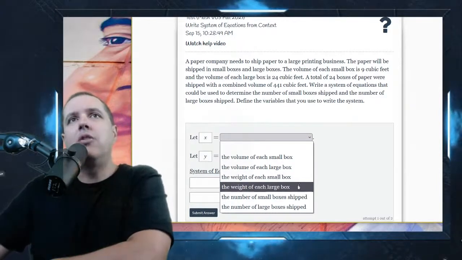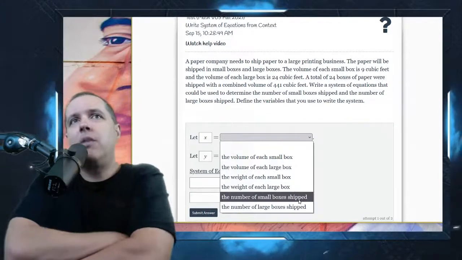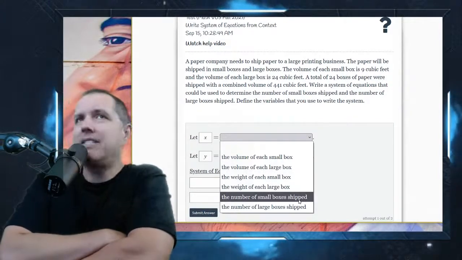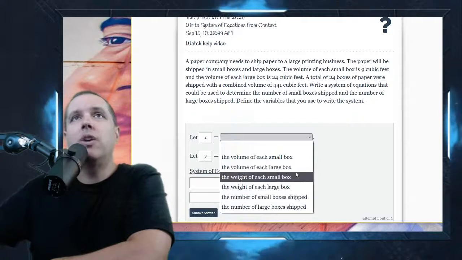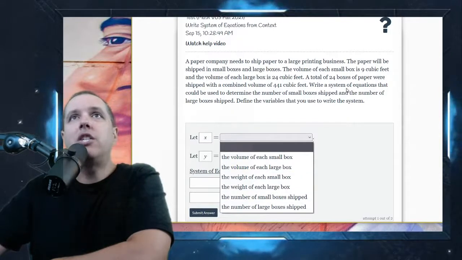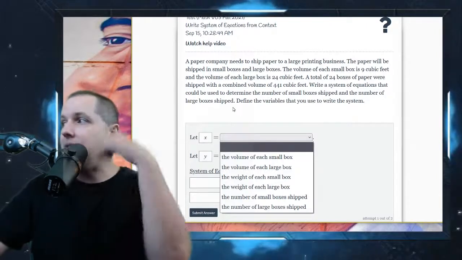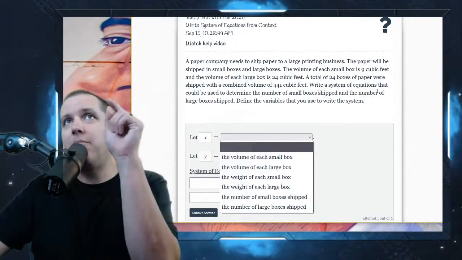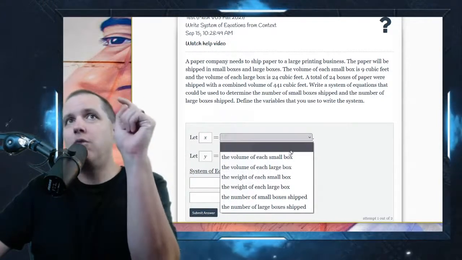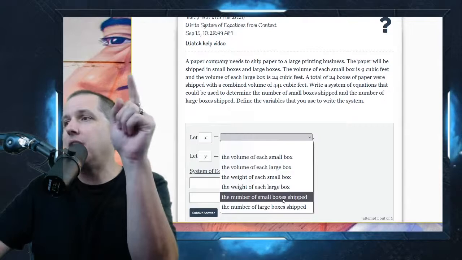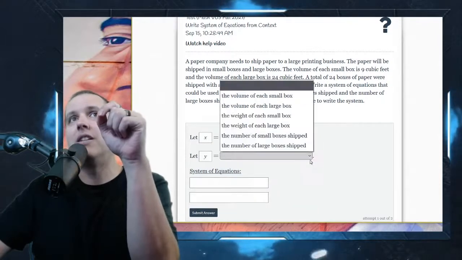Okay. So the number of small boxes and the number of large boxes, that actually makes sense because what is our question here? Our question is, write a system of equations that could be used to determine the number of small boxes shipped and the number of large boxes shipped. Now that makes sense that the thing I'm being asked to figure out would be the variable that I'm defining. Yeah, that makes sense. Okay, let's go with that.